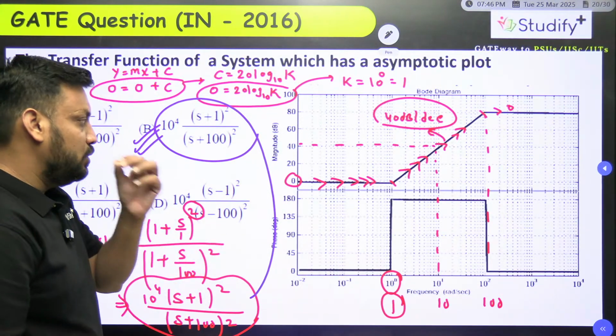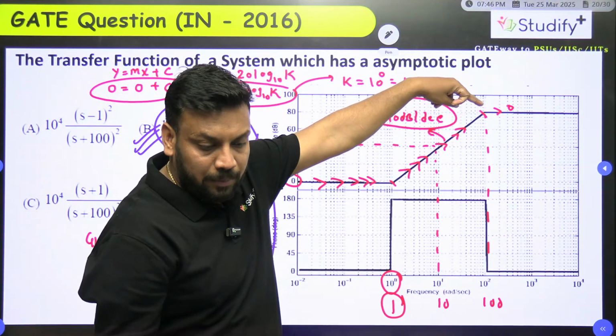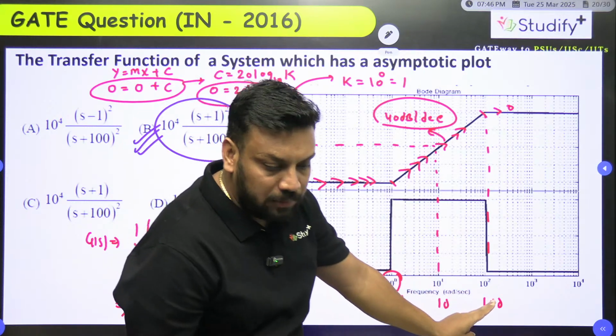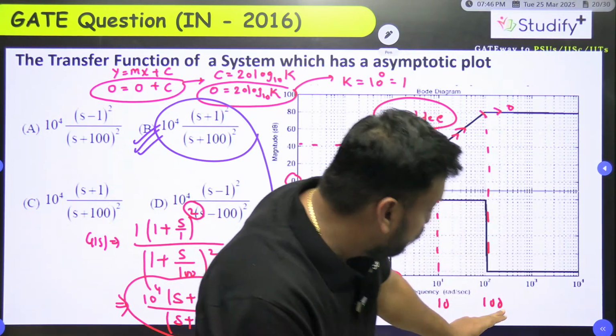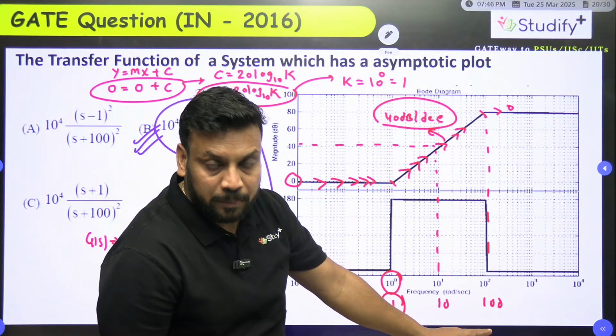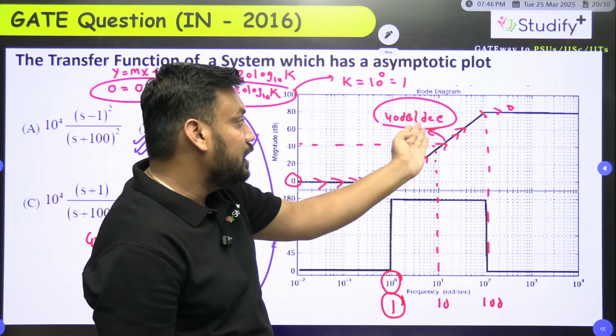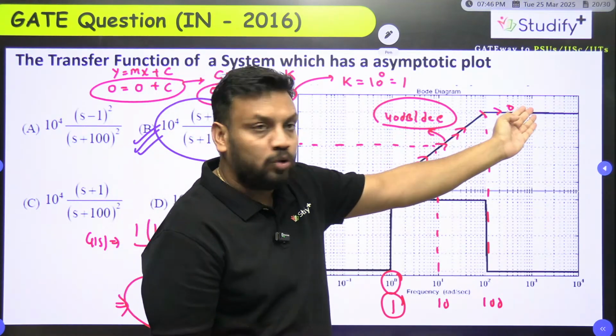Now again you need to say, sir, now this 40 dB per decade slope is going on. Now tell me, as soon as the next corner frequency comes, that is 10 squared, which means 100 radian per second, what is happening here, Bhupati? Earlier the last slope was 40 dB and the new slope is 0.